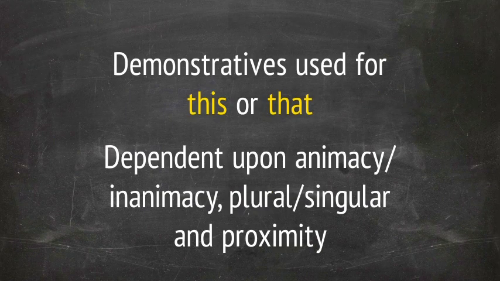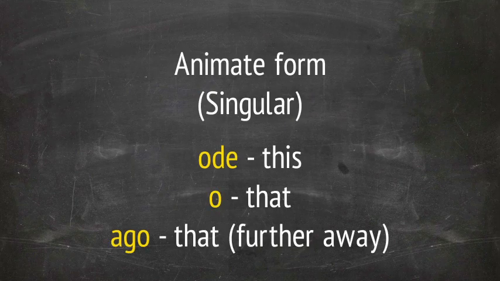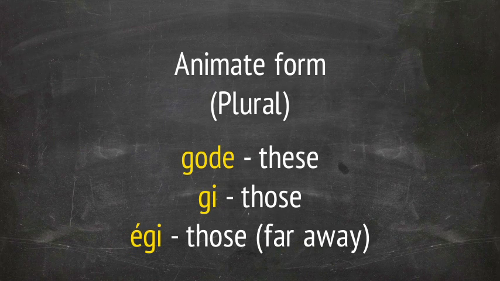It depends if an object is animate or inanimate, if it's plural or single, and it also depends how close something is in proximity to you. In the animate form, in the singular, we have oda, this, something real close. O, that, a little further away. Ago, that, like far away. And then the plural of the animate is goda, these. Gi, those, a little further away. And egi, those far away.